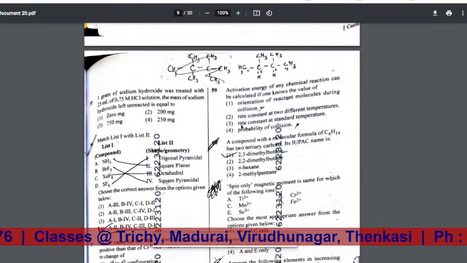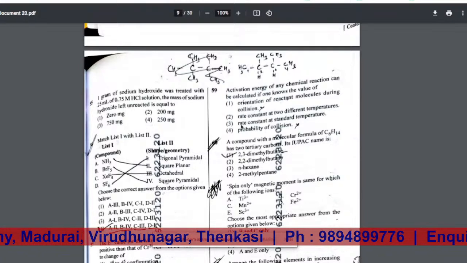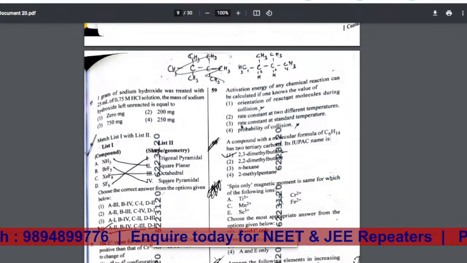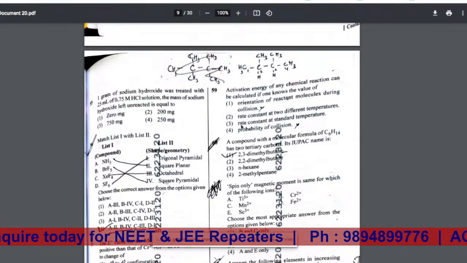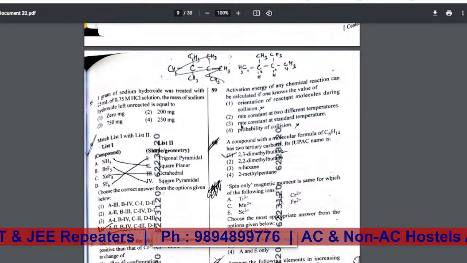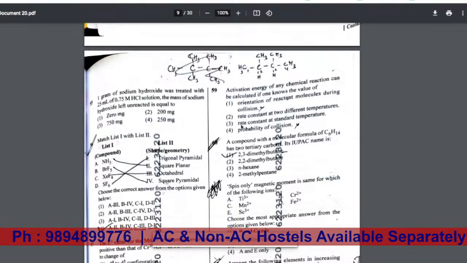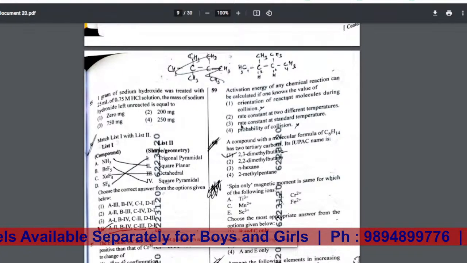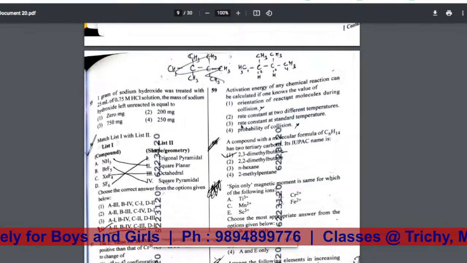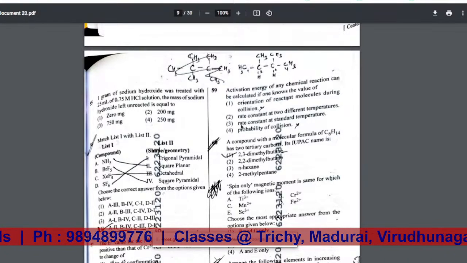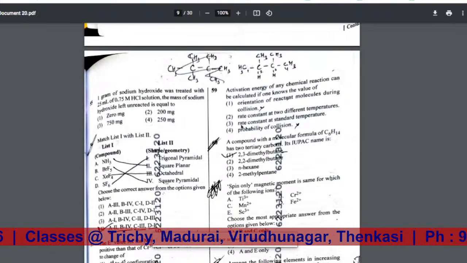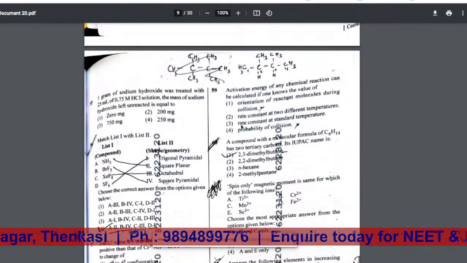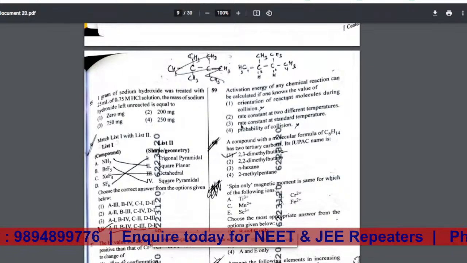Okay. Now the third one, XeF4. Its hybridization: 8 plus 4, 12, 12 divided by 2, that is 6, that is sp3d2 hybridization. XeF4 hybridization is sp3d2 and lone pairs are 2. So its geometry is octahedral, and shape will be square planar. So for XeF4, shape is square planar. For BrF5, shape is square pyramidal.